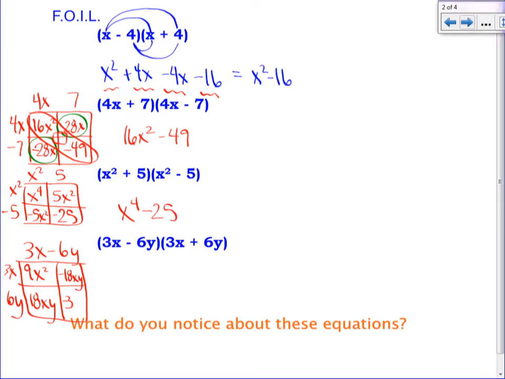Negative 36y squared. These cancel out again, so we're left with 9x squared minus 36y squared. All right, so what's in common with all of these problems?